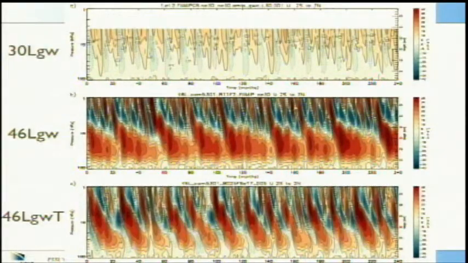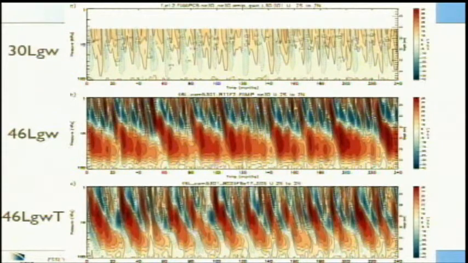And I probably will just stop here. This is the simulation of using a different kind of approach to get MJO in CAM. This is CAM5 with the same gravity wave drag parameterization that's used in WACCM.